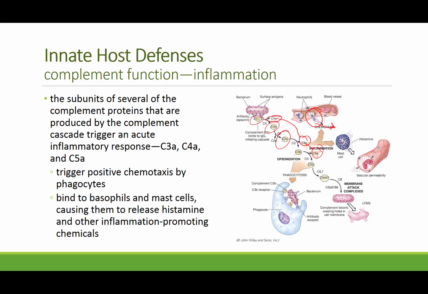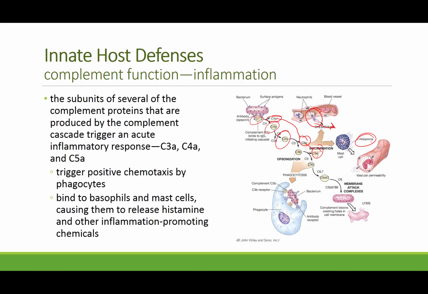They will also bind to basophils and to mast cells, and they cause them to release histamine. So out comes histamine from the basophils and the mast cells, and so these 2 things are going to trigger inflammation and call phagocytes in to come and munch down on whatever is causing that inflammation, has triggered this complement response.